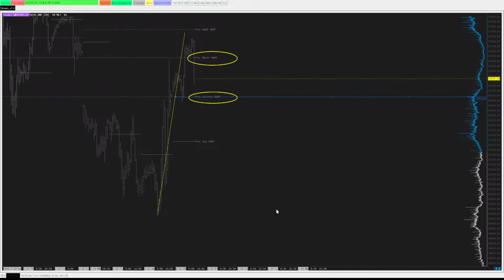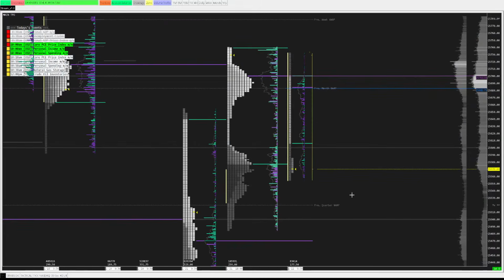So usually I'll just take this thing and mark it. I've got it all kind of black and white right now because I had it in colors. And then this down here is the previous day's VWAP. So this is where yesterday's VWAP closed at. I usually mark these in purple. So, higher time frame wise.